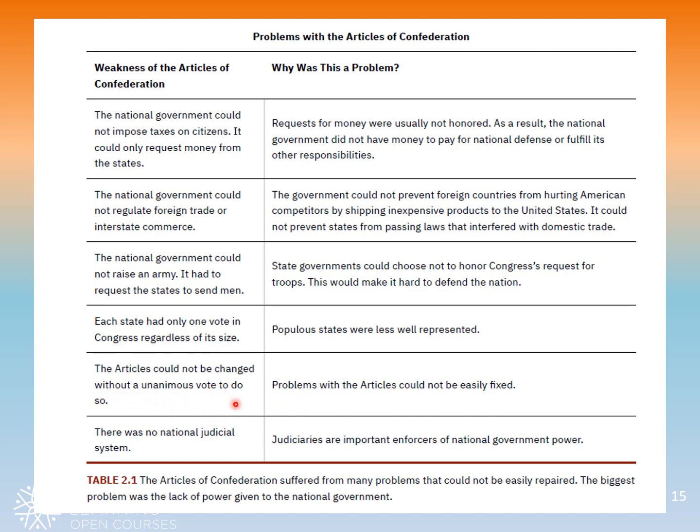The articles could not be changed without a unanimous vote to do so. So these flaws within the articles could not be easily fixed unless all 13 colonies agreed to do so. And then there was no judicial system. And as we go through, we will find that our judicial system is a very important part of American government. And so that was very problematic that there was not a judicial system back then.